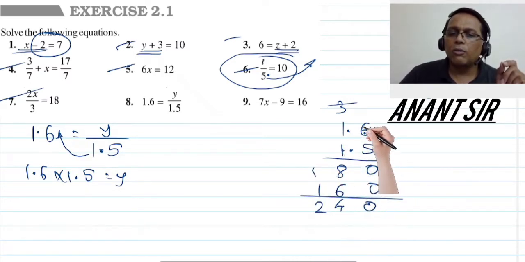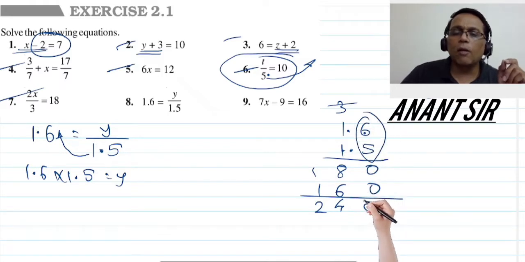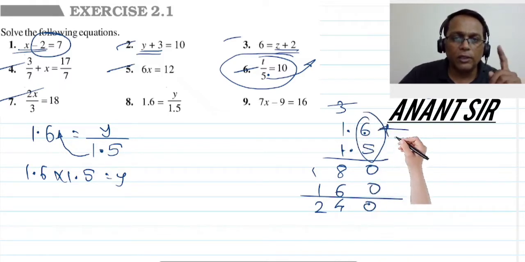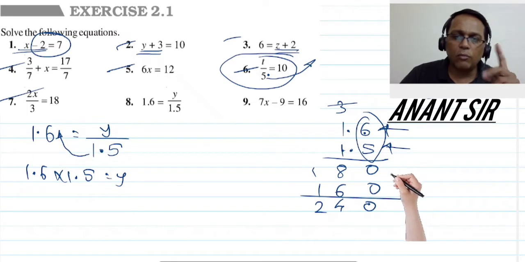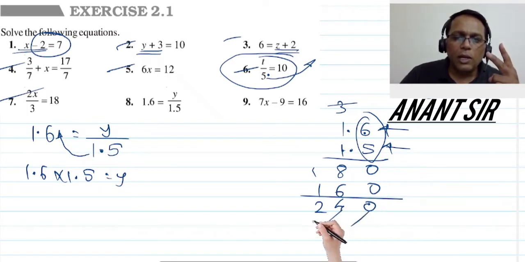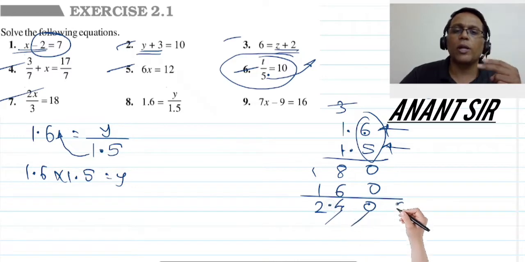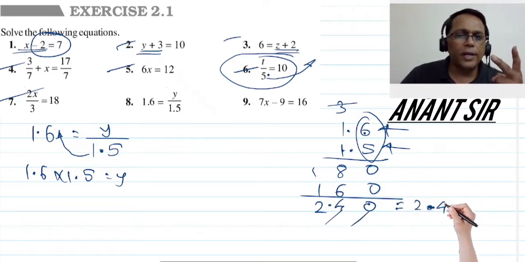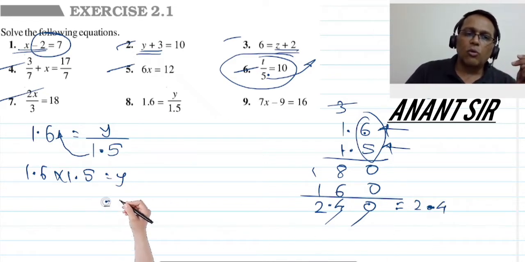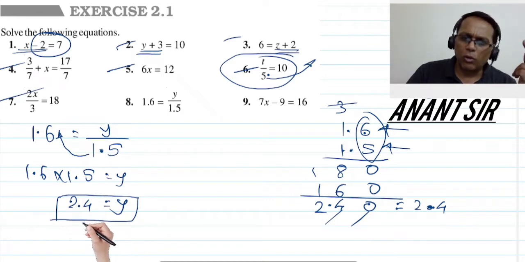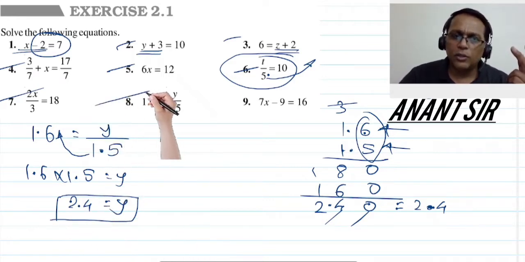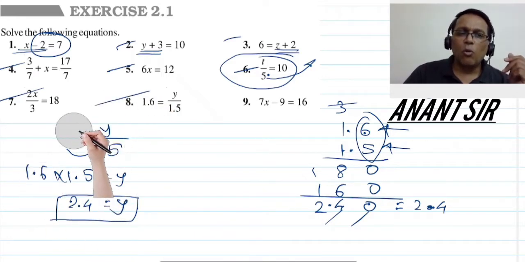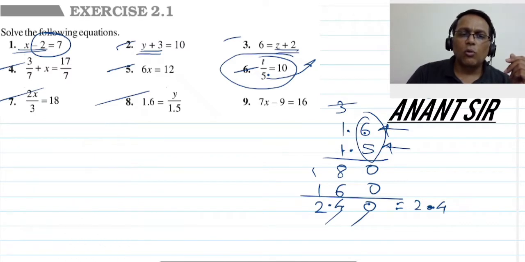And this is our answer. Now how many digits are there after the decimal point? 1 in the first number, 1 in the second number. So in all 2. So leave the 2 digits from the right hand side and give the decimal point. So 2.40 is nothing but 2.4. You can write it as 2.4 also. So y is equal to, the answer is 2.4 or 2.40 if you want to write, you can write that also. It's the same thing. So now we move on to question number 9.